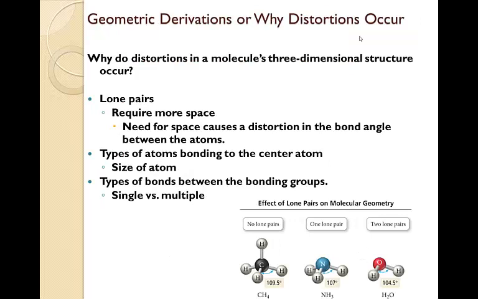So why do these distortions occur? Well, lone pairs require a little more space than an actual bond. The need for space causes a distortion in the bond angle between the atoms. The types of the atoms that are bonding to the center atom also create a distortion, and that's a result of the size of the atom. The bigger atoms take up a little more space. And the types of bonds between the bonding groups also make an effect, whether it's single, double, or triple.